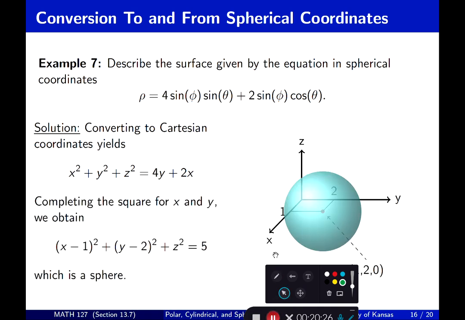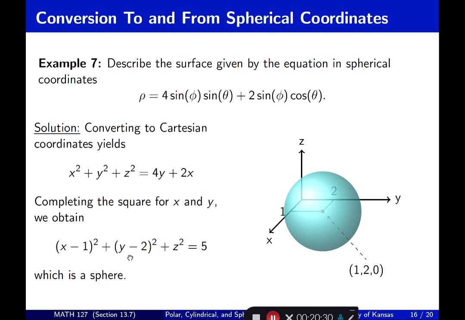And that's the sphere, basically. x minus 1 to the power 2, plus y minus 2 to the power 2, plus z squared equal to 5. So the center of the sphere is x equal to 1, y equal to 2, and z equal to 0. 1, 2, and 0. And then the radius of the sphere is equal to square root of 5.